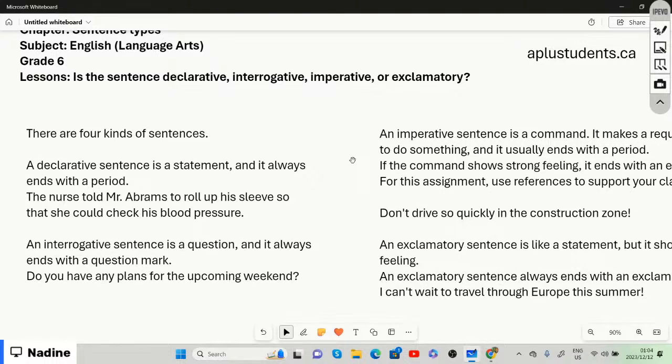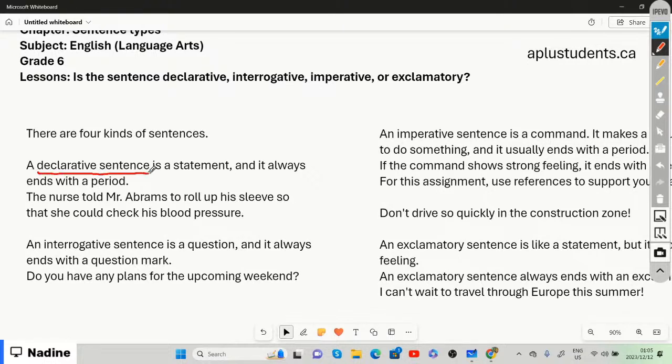We're going to start with a declarative sentence. A declarative sentence is a statement, just like making a statement, and it always ends with a period.